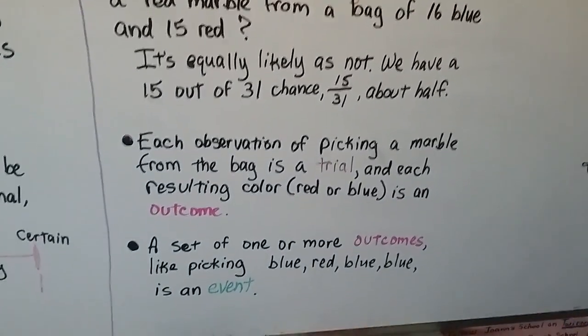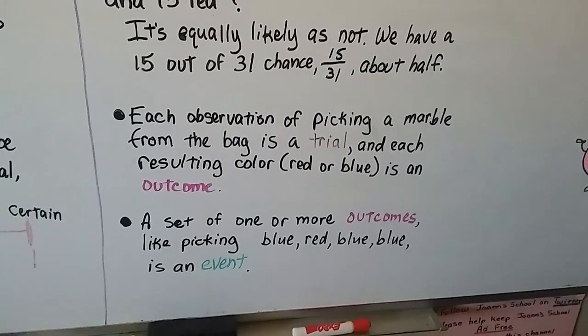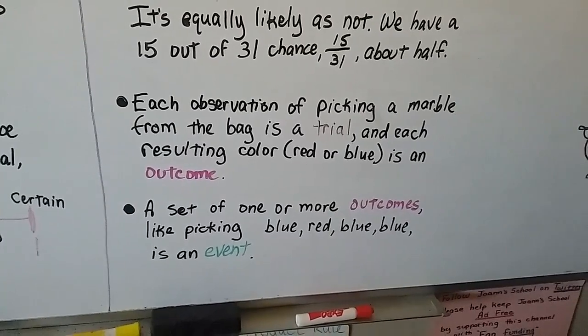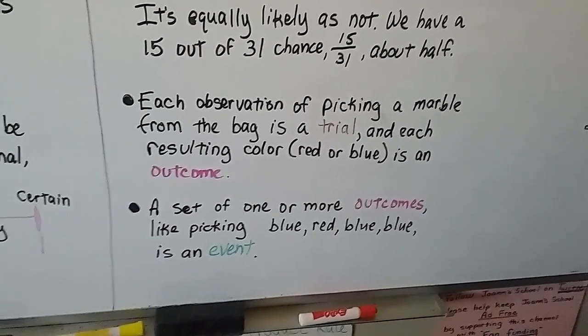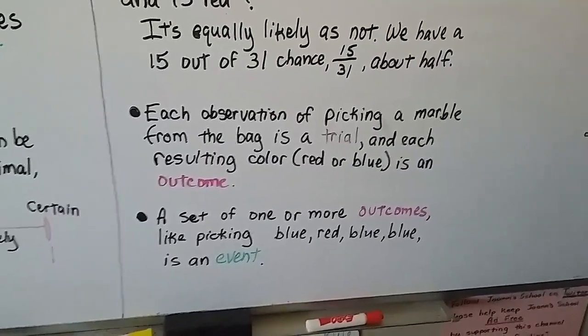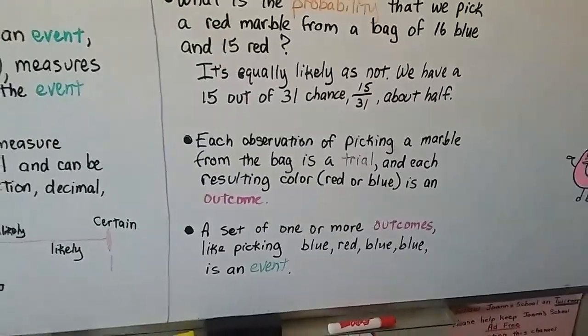So each observation of picking a marble from the bag is a trial. And each resulting color, red or blue, is an outcome. And a set of one or more outcomes, like picking blue, red, blue, blue, well, that's an event, okay? Because it's one or more than one outcome, all right?